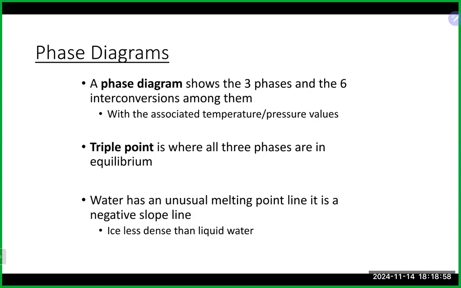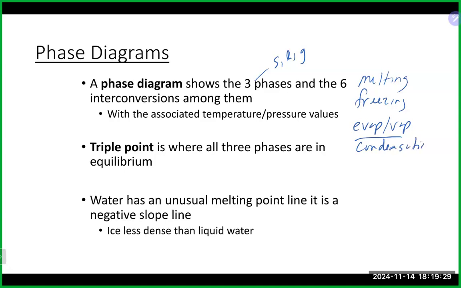So a phase diagram has the three phases, and by the way, the three phases are solid, liquid, and gas. And the six interconversions between them. What are the six interconversions? It's the ones we just went over. That is melting, that is freezing, that is evaporation or vaporization, that is condensation, and that is sublimation and deposition. So these are the six conversions that occur.